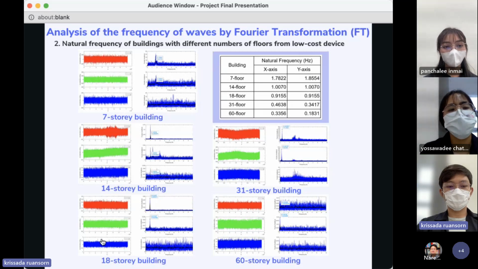This is a sequence of natural frequency of buildings with different numbers of floors. We can observe that the natural frequency from the low-cost device of a 7-story building is approximately 1.8 Hz and decreases gradually, with 1 Hz in the 14-floor building, 0.9 Hz in the 18-story building, 0.4 Hz in X-axis and 0.34 Hz in Y-axis in the 31-story building, until it reaches 0.33 Hz in X-axis and 0.1 Hz in Y-axis in the 60-story building, which aligns with the theory that taller structures tend to have lower natural frequency due to their greater mass and lower stiffness.